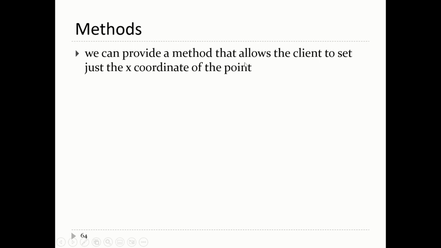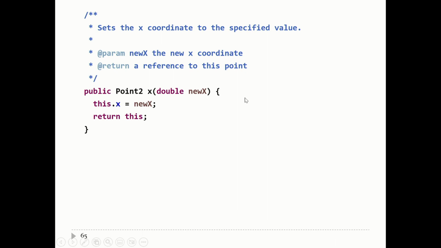OK, so you can also provide a method that allows the client to just change the x coordinate of the point. In many classes, this will be called set x or set something. Mutator methods are often called setter methods, and they often begin with the word set. I'm just going to call it x. You take in a new x value, and it changes the x value of the point to new x. I'm also going to return this in this case so that, again, the user can chain calls to this method. So p.x, some new value, dot y, some new y value, and so on and so forth.